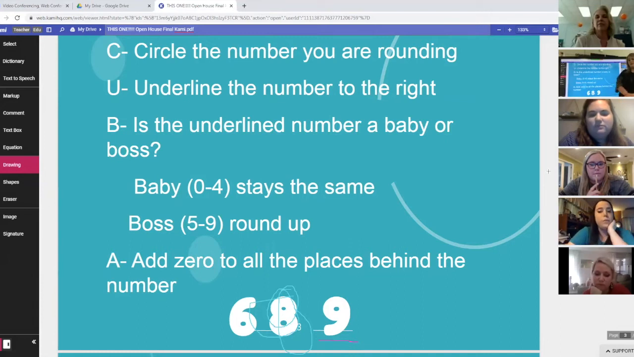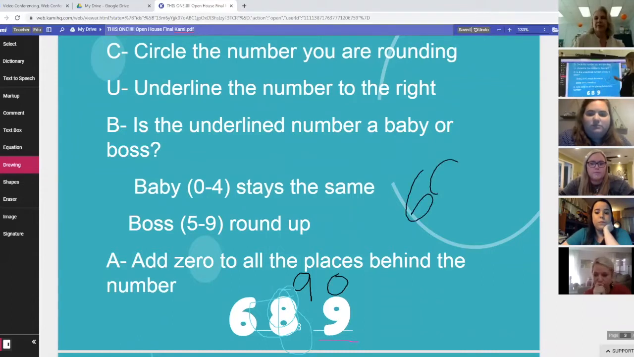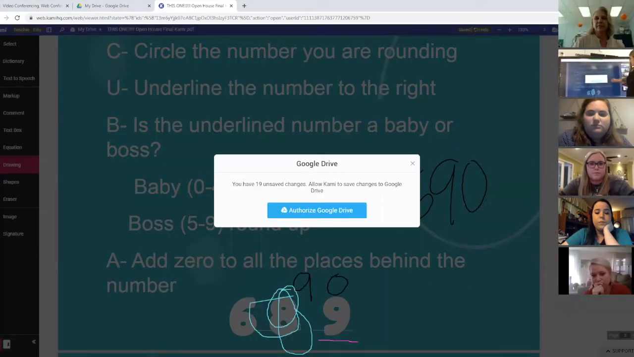So what number is it going to turn into? The 8 becomes a 9. Perfect. That 8 is going to become a 9. And last but not least, we have to add a 0 to all of the places behind the number we've been working with. So we know that 689 is going to round to 690.